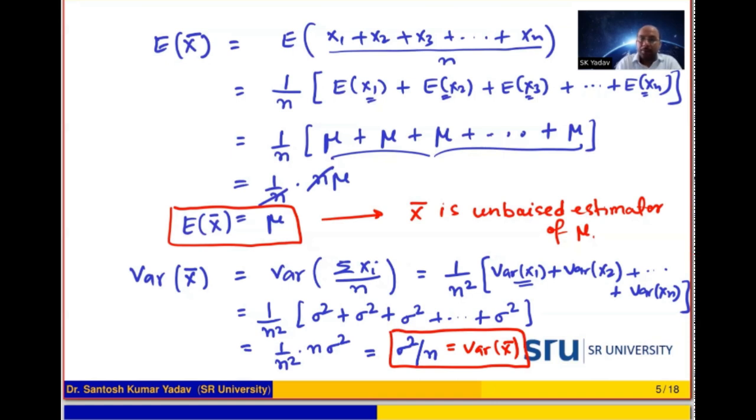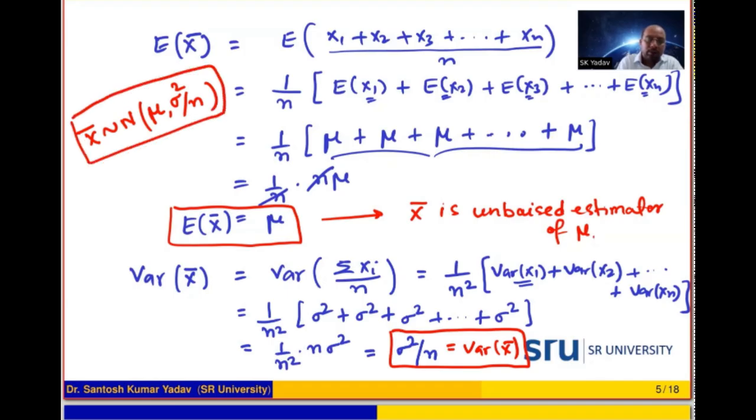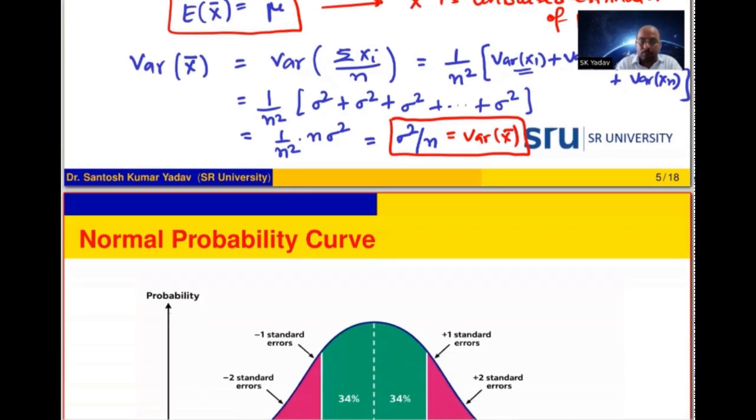So ultimately what we got is that the distribution of X bar, that is the sample mean, follows a normal distribution with a mean the same as the population, that is mu, and a variance which is not the same as the population but divided by n, so sigma square by n. So this is the distribution of sample mean.